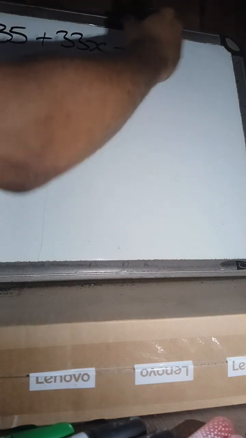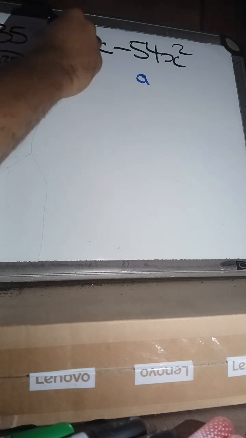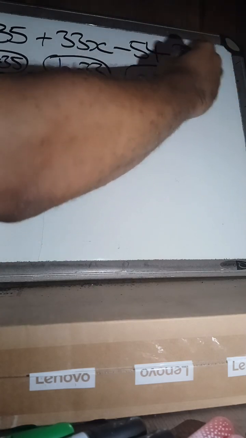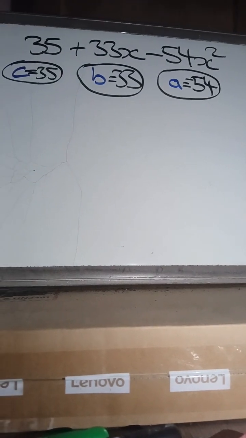Alright, let me use, we have 35 plus 33, and then now we know what the C is supposed to be, the B and the A. So C is 35, B is 33, the A is minus 54. Oh, hold on. Move this back.